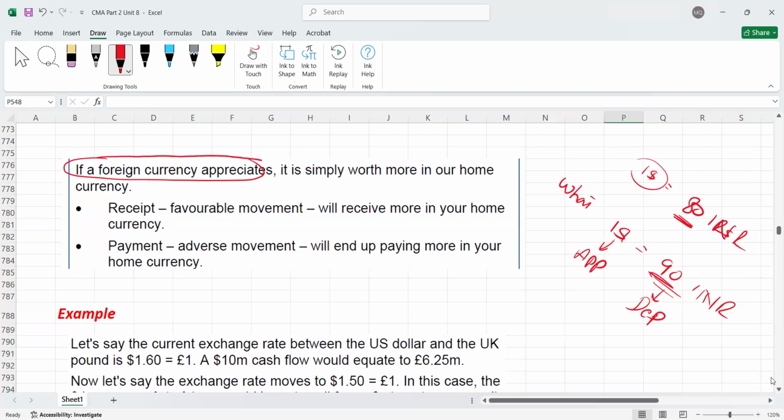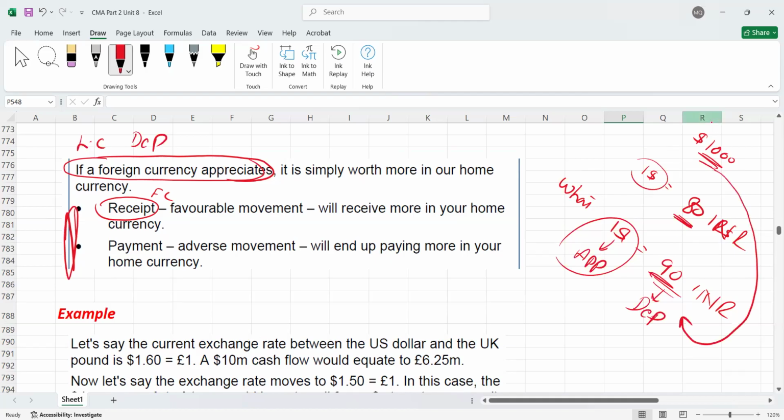If foreign currency appreciates, it can also be written this way: if local currency depreciates. The same result will happen. So what will happen here now? If foreign currency appreciates and you have proceeds in foreign currency, for example you have received $1,000, it is good news for you, because now you can get $1,000 times 90, so 90,000 in rupees.